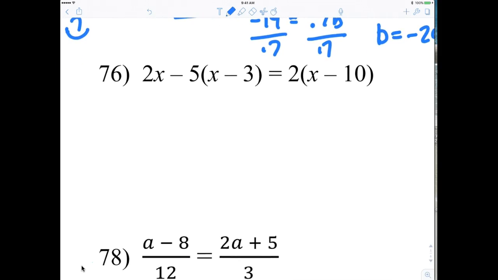All right. Now we want to do a little of the distributive property, correct? So we'd have 2x minus 5x. Now the mistake that everybody makes. Negative times a negative is a what? So this would be plus 15 equals 2x minus 20.